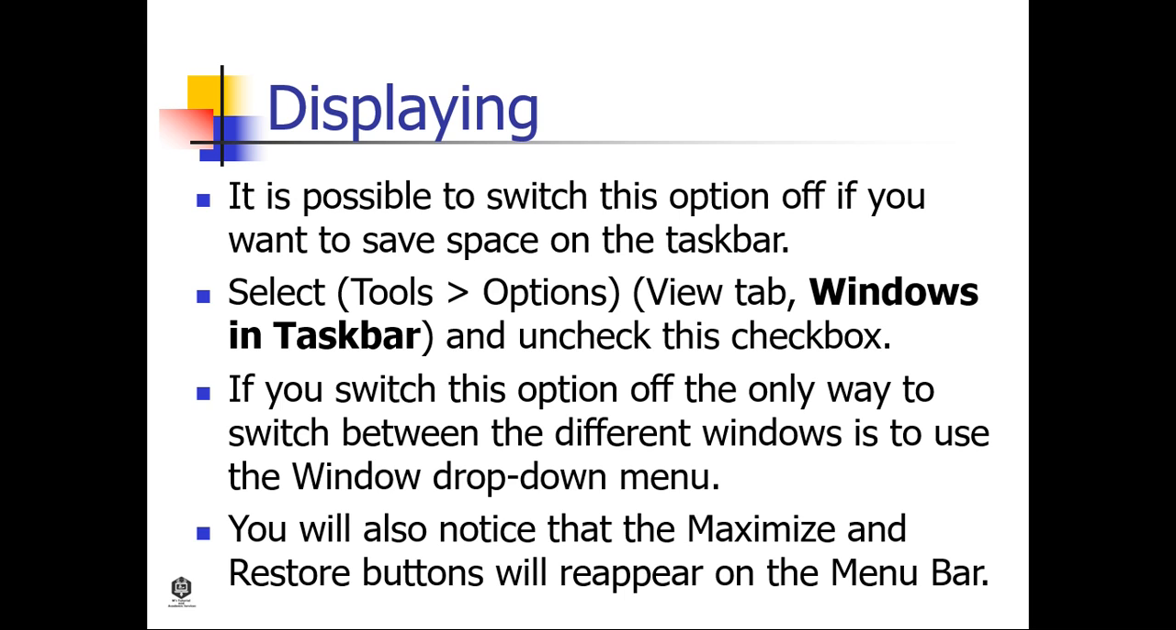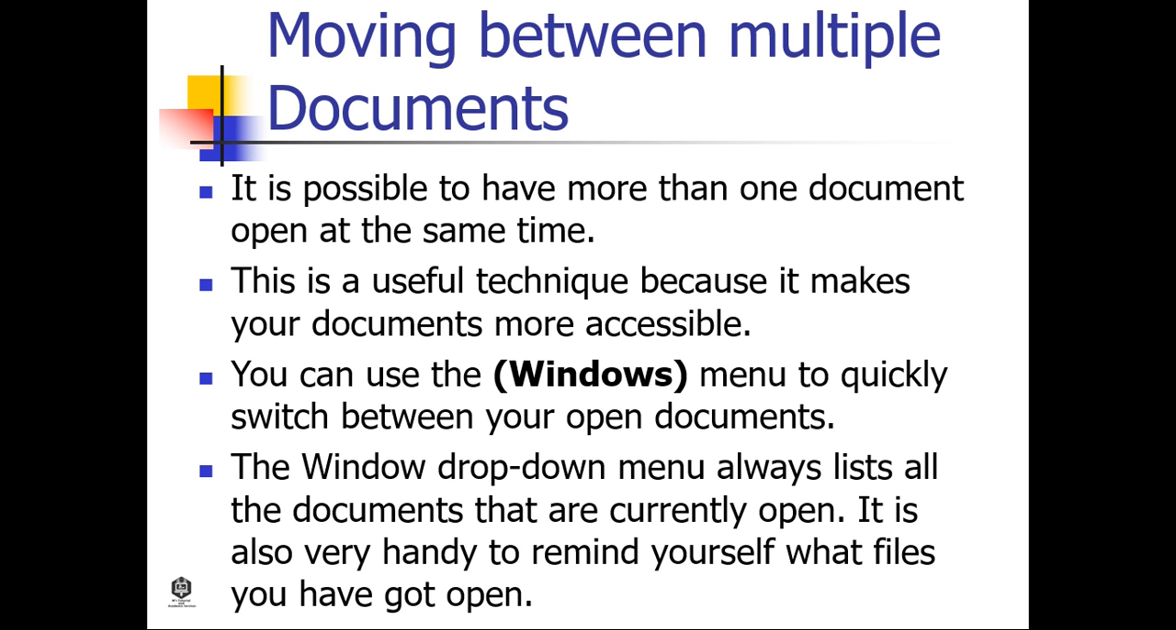If you switch this option off, the only way to switch between the different windows is to use the Window drop-down menu. You will also notice that the Maximize and Restore buttons will reappear on the menu bar. In moving between multiple documents, it is possible to have more than one document open at the same time. This is a useful technique because it makes your documents more accessible.